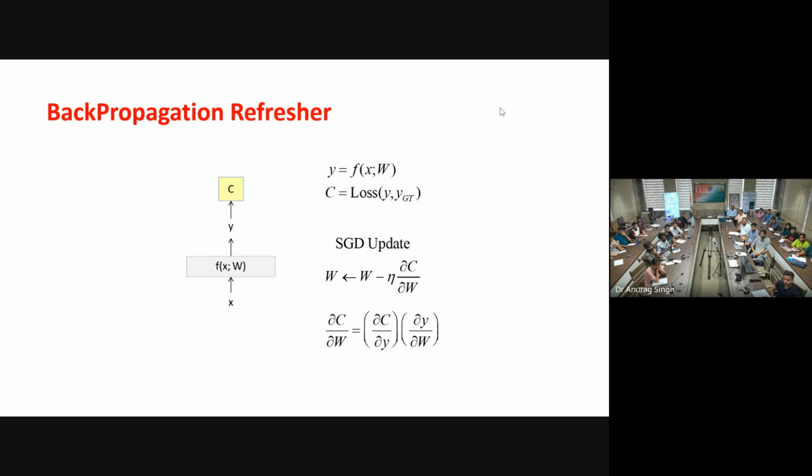Okay. But C is not directly a function of W. You see that C is a function of Y and Y_GT, the ground truth. But Y is a function of H_t, and H_t is a function of W. So using the chain rule, you will be able to compute the amount by which you are going to change it. So how do you compute delta C by delta W? Y_GT is fixed, it is constant. So you differentiate C with respect to Y, and then you differentiate Y with respect to W. And here Y is a function of W.